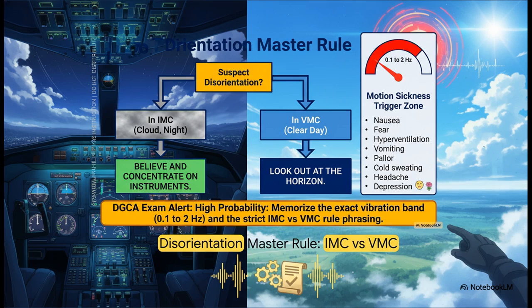The second you suspect disorientation, you face a binary choice. If you're in IMC, instrument meteorological conditions, like a thick cloud or a pitch-black night, you must believe and concentrate purely on those instruments. You have to force yourself to override that seat-of-the-pants feeling. But if you're in VMC, visual meteorological conditions, look outside at the horizon to re-anchor yourself. Trust me, there is no third option.